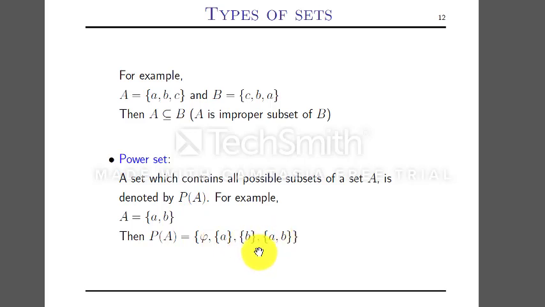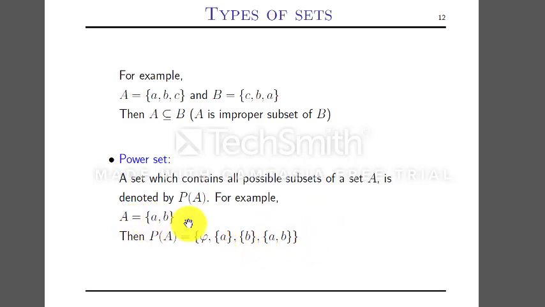The number of elements in a power set we can determine by the formula 2 raised to power n, where small n is the number of elements in the actual set. If the set has 2 elements, then in P of A the number of elements will be 2 raised to power 2. We put n equal to 2 because the elements are 2. So 2 raised to power 2 is 4, so there are 4 elements.